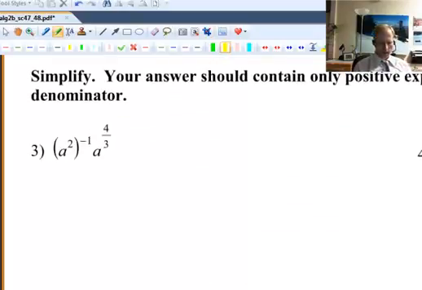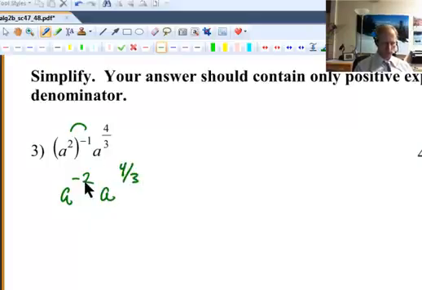Alright, I'm now asked to simplify an exponential expression. So I'm going to use the rules of exponents. The first thing I'm going to do here is apply the power of a power rule. When I do that, I multiply the exponents together. That gives me a to the negative 2.